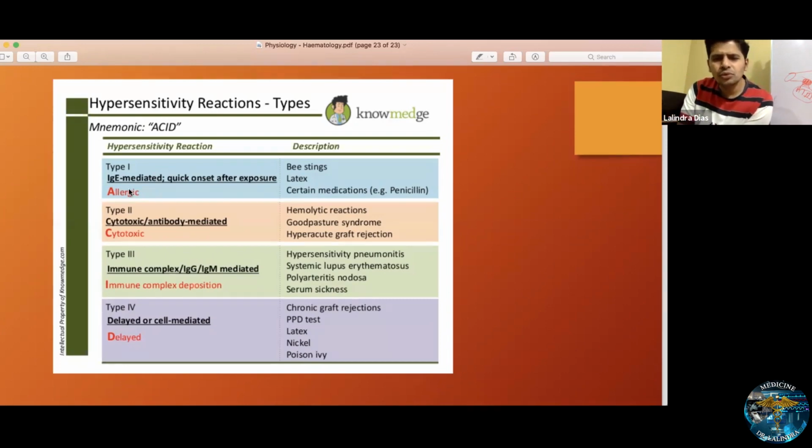So examples of the allergic agents: bee stings, latex, carbon monoxide poisoning. Type 2, cytotoxic drugs. Hemolytic reaction, hemolytic disease of newborn, graft versus host reaction, things like that.